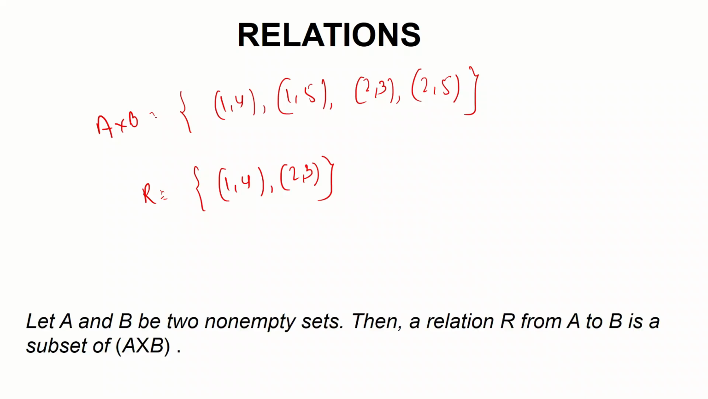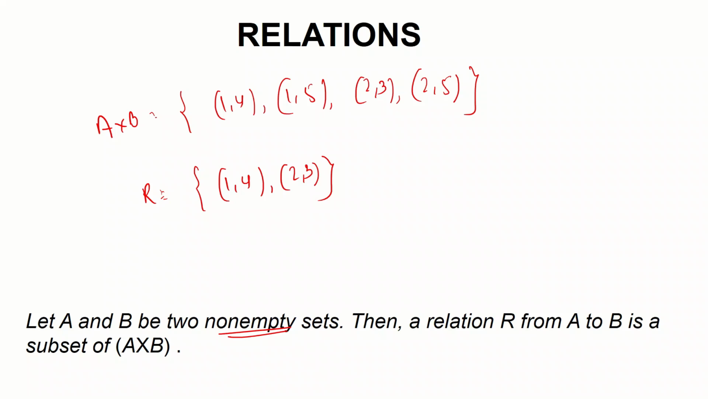So let A and B be two non-empty sets. The requirement is that both of these sets A and B should be having some elements in them. They cannot be empty. Then a relation R from A to B is a subset of A cross B. So you do A cross B, you find out the Cartesian product, and then you take any subset of that Cartesian product. That will give you a relation.